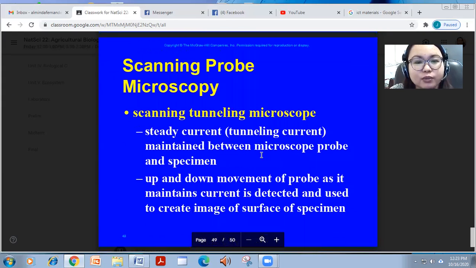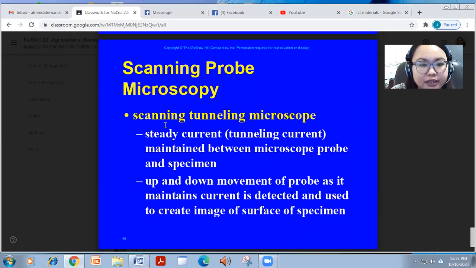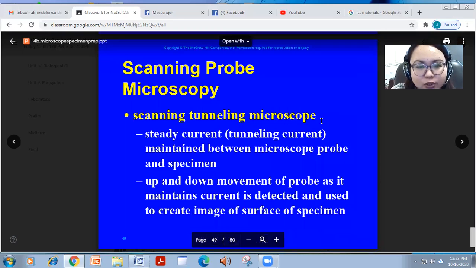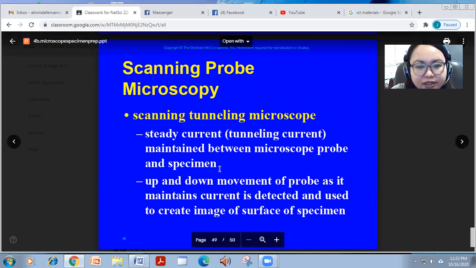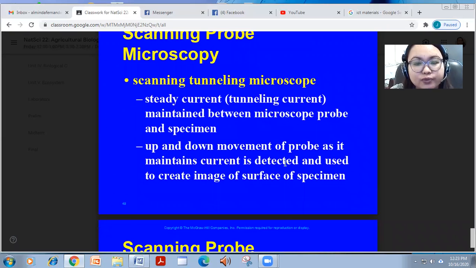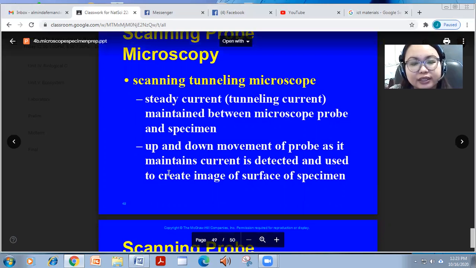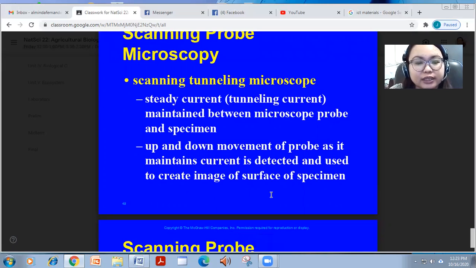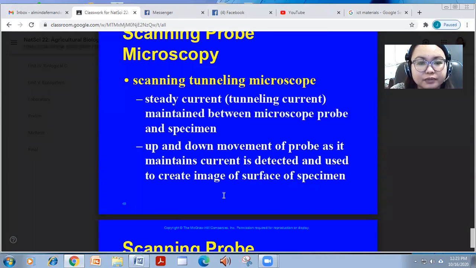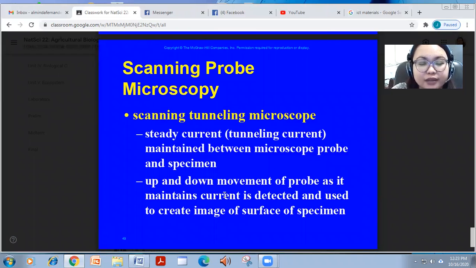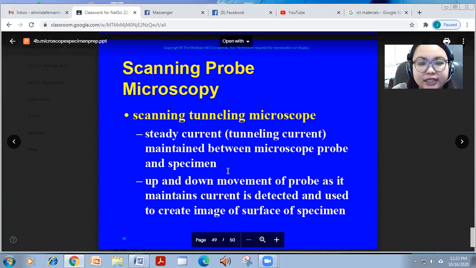So this another one is the scanning probe microscopy. In the scanning probe microscopy, there is the scanning tunneling microscope. A steady current or tunneling current is maintained between the microscope probe and the specimen. So there's a tunneling current or steady current. The up and down movement of the probe as it maintains the current is detected and used to create an image of the surface of the specimen. So as differentiated from the rest, this is just used as scanning tunneling.